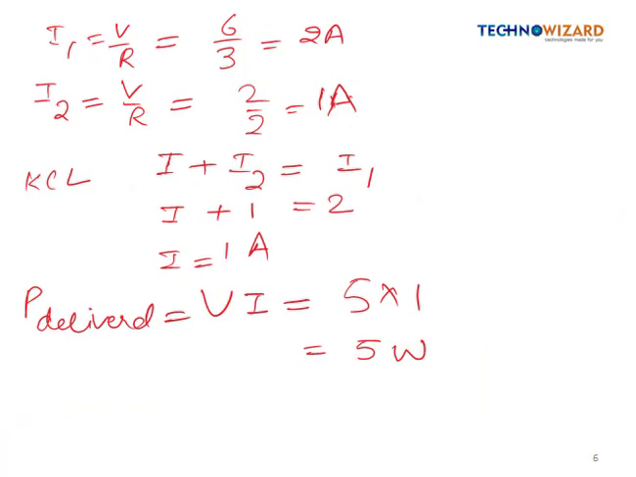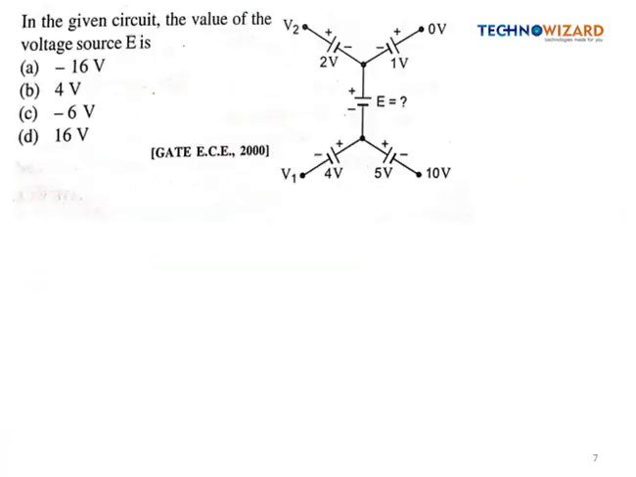So this is our next question. In the given circuit, the value of the voltage source E is, okay. So basically they have given us a circuit, we need to find out the value of E, right. So here simply we have to apply the KVL, right. So we have to select the loop in which we have to apply the KVL.